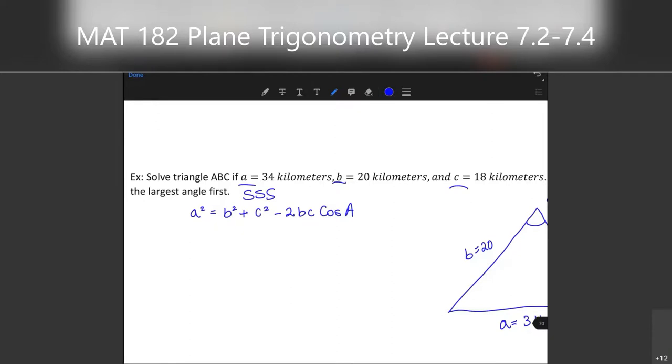So let's start with inputting the values that we know. So we have 34, we have 20, and we have 18, minus 2, 20, 18, and then cosine of A.